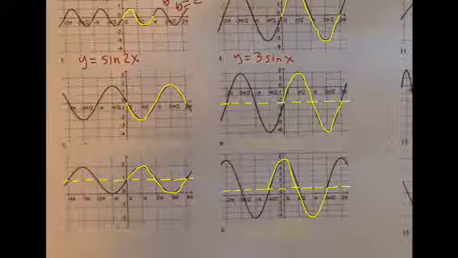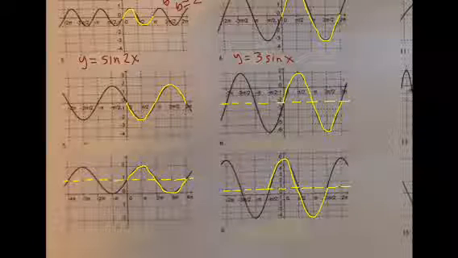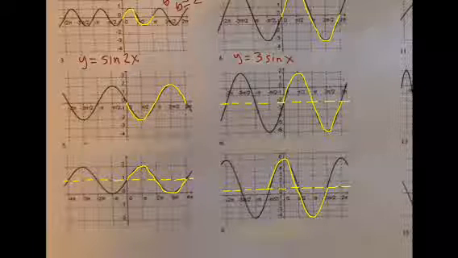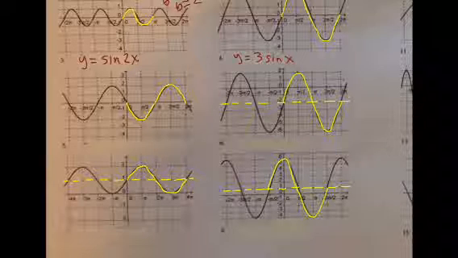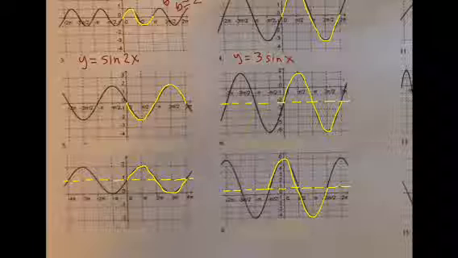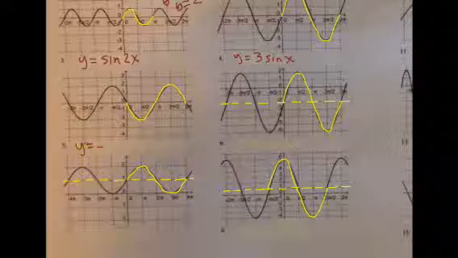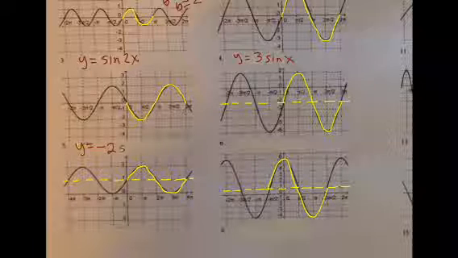For number 5, there is a reflection because it's upside down of what we usually see as a regular sine function, the parent function. The period is 2 pi. The amplitude is 2 units. And there is no phase shift, and again, no vertical translation. So we would write y, let me change the color, y equals negative 2 sine x.